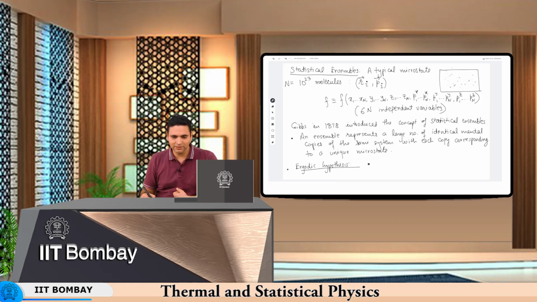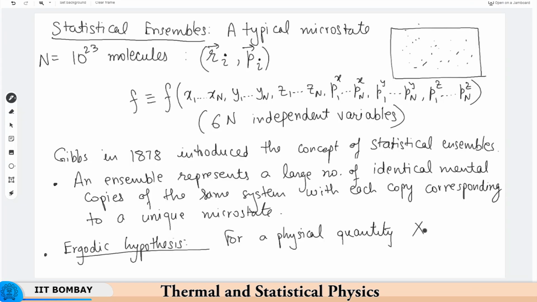Which basically means that for a physical quantity x, for example, say I give you a system and you want to measure a certain physical quantity x. Maybe it is pressure or temperature, or even in coin tossing it can be the total number of heads. So, that is a physical quantity.